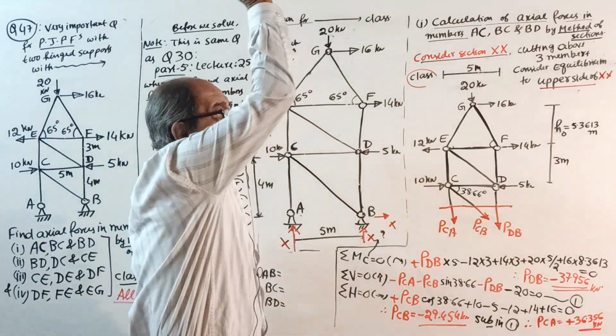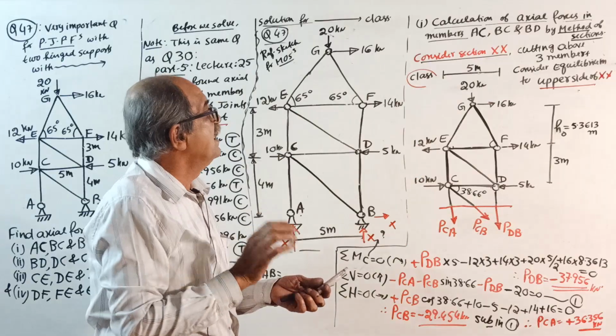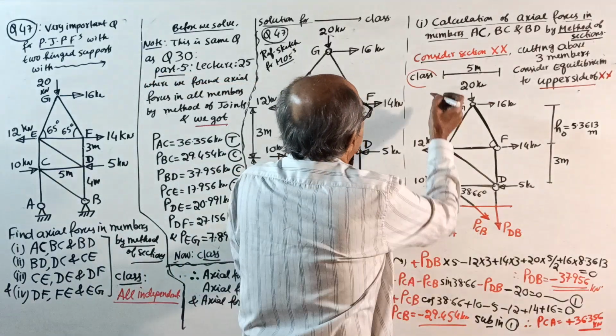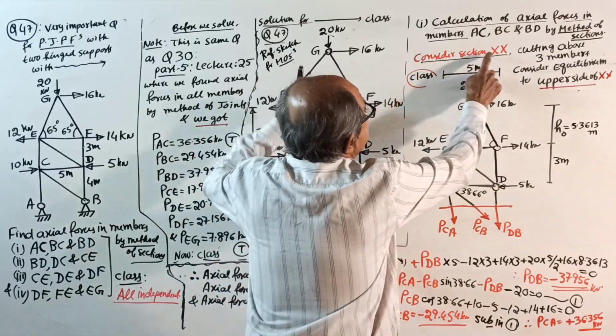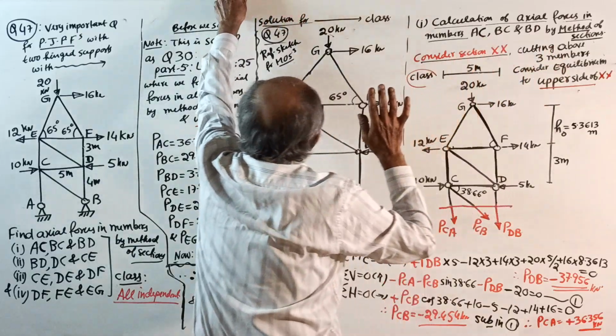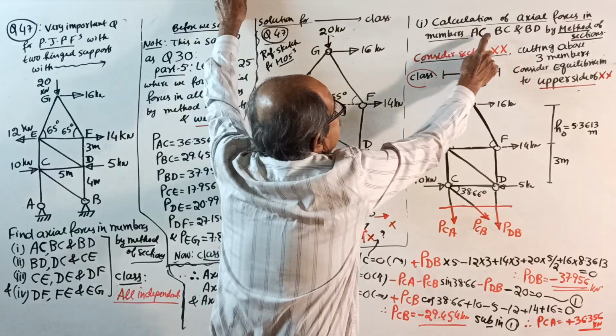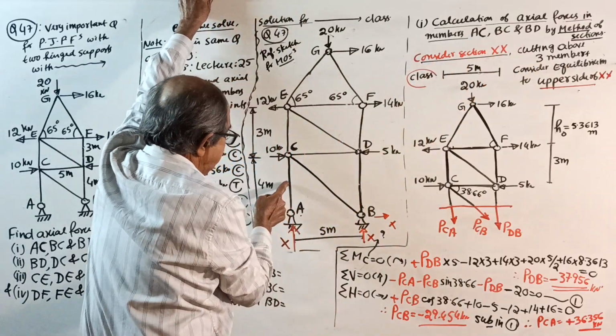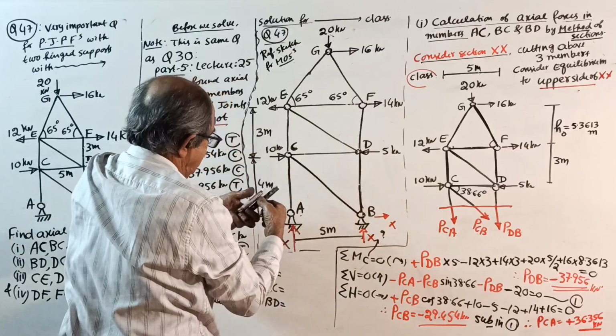Wherever you cut, look at the upper side, the other side. Okay sir, done. Start. Now consider section XX cutting above 3 members. Which ones? AC, BC, BD. See here, AC here, BC here, BD here.